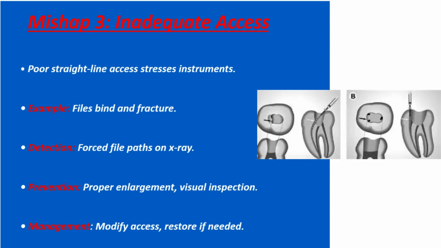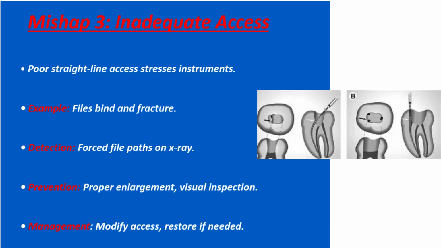3. Inadequate access. Not enough tooth structure is removed, leading to straight-line access issues. This causes instrument stress and inefficient cleaning. Example: a case where files kept binding and eventually fractured due to a curved access path. Detection: clinical difficulty inserting files, and radiographs showing deviated file paths.